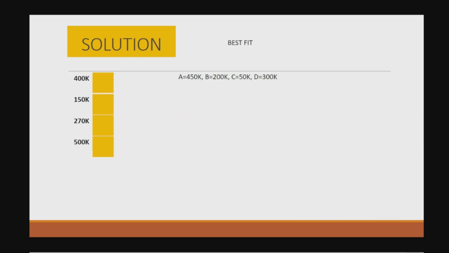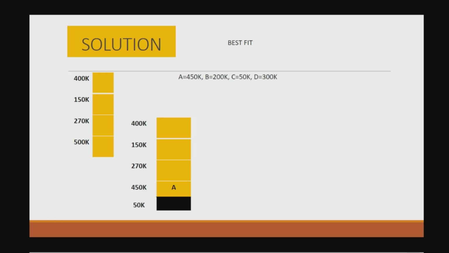Okay, let's go for the best fit algorithm. The same blocks: 100, 150, 270 and 500k. So first go for process E, which is 450k. So it will go here. This one is not enough. This one is not enough. This one is not enough. Then the last one is enough. So 450 is used by process E, and the balance is 50k.